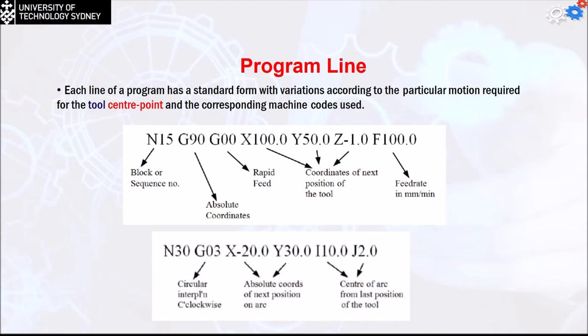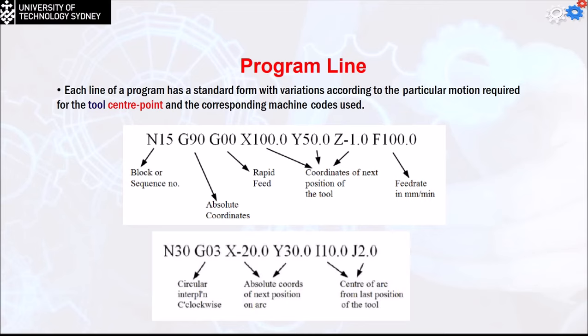This is another example. Now, obviously for this one we are using the G03. That means we are going to have circular interpolation. Because it's 03, it's going to be counterclockwise. You can see that the Z is not here because we're doing the interpolation in 2 dimensions. So we have the X and Y, which is going to be the absolute coordinates of the next position of the arc, where the cutting tool is going to move to.